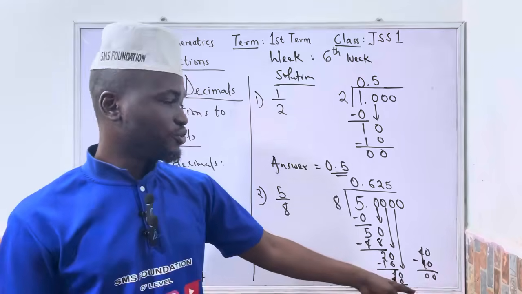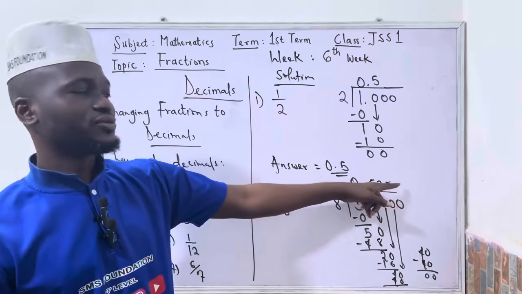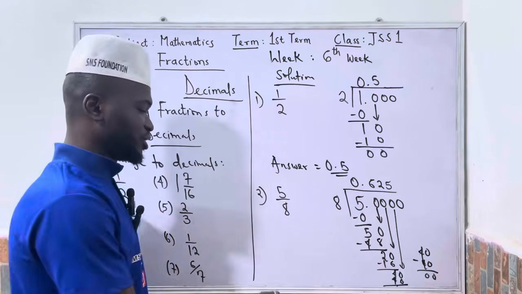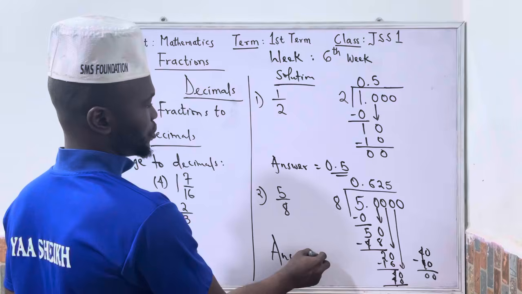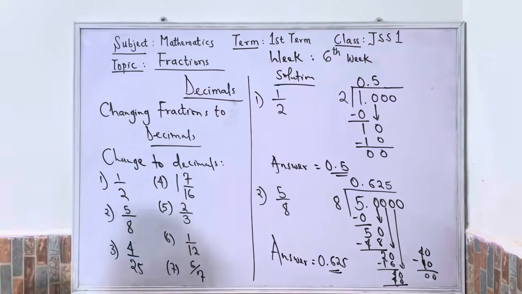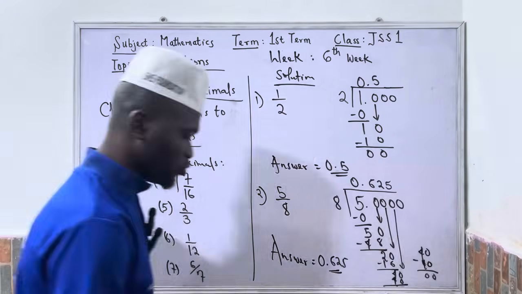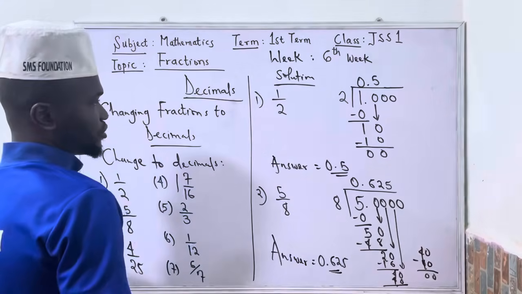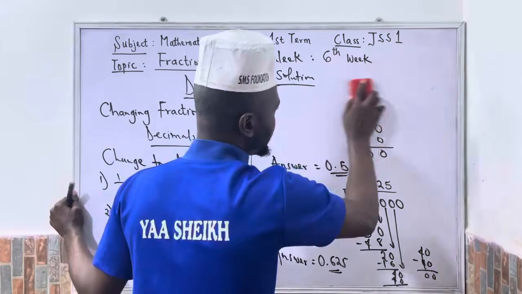40 minus 40 will give you 0. So there is no more remainder. That's just the highest we can go. So the answer for this is 0.625. So you can see that number 1 and 2 are one-digit numbers. So let me do number 3. Number 3, I can clear this now.